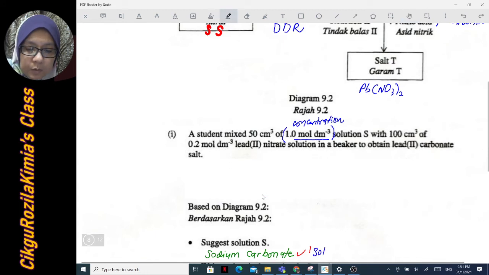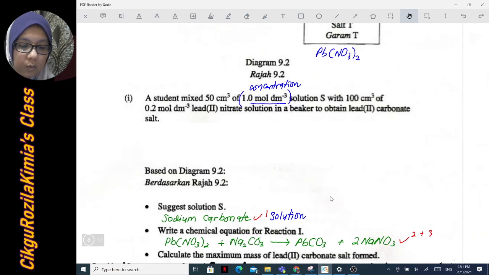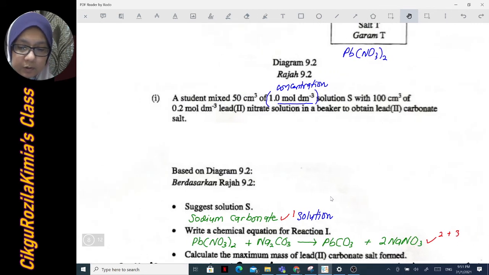Better add solution, because it is a soluble salt. Okay. And then, it asks to write a chemical equation for reaction 1 earlier. So, this is double decomposition. There are 2 marks here. 1 mark for all correct chemical formulae, and the second mark is for balancing the equation. Remember, when you write the chemical equation, you have to balance it.